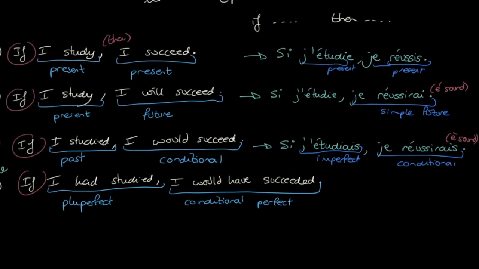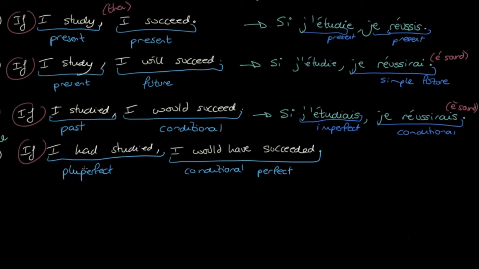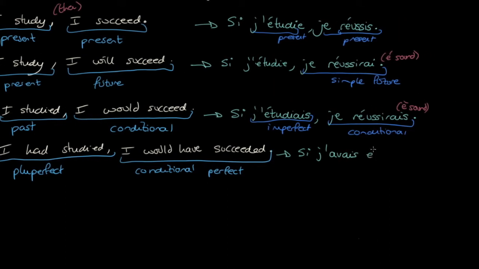And my last one then, this is just for interest's sake. It's quite complex. If I had studied, I would have succeeded, but it's quite nice to know how to do it. It might interest you. So you want pluperfect. So si j'avais étudié, if I had studied, I would have succeeded. Okay, so that's conditional perfect. So it's j'aurais réussi. Si j'avais étudié, pluperfect, j'aurais réussi. Conditional perfect.